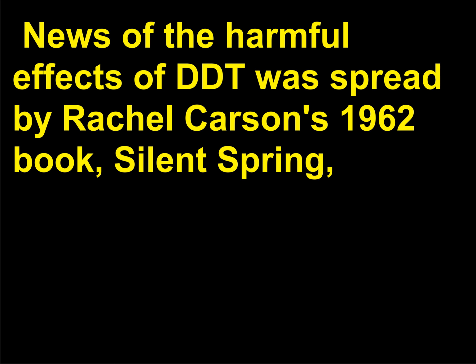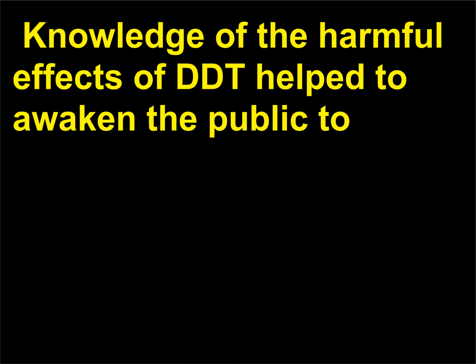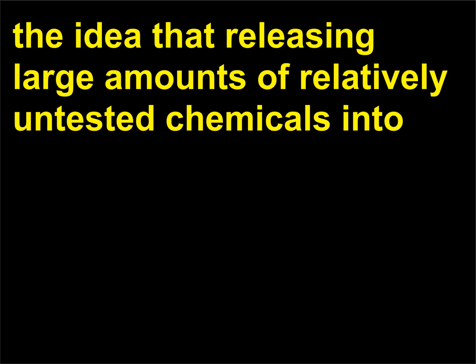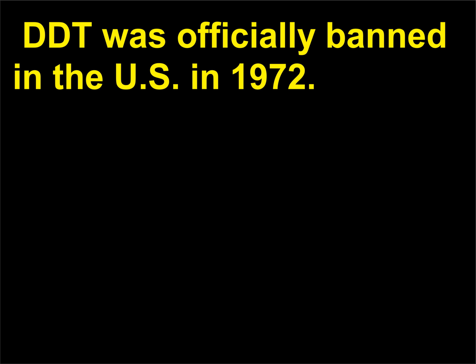News of the harmful effects of DDT was spread by Rachel Carson's 1962 book, Silent Spring, which explained the numerous negative environmental effects of spraying DDT on crops. Knowledge of the harmful effects of DDT helped to awaken the public to the idea that releasing large amounts of relatively untested chemicals into the environment was potentially causing damage to humans and wildlife. DDT was officially banned in the US in 1972.